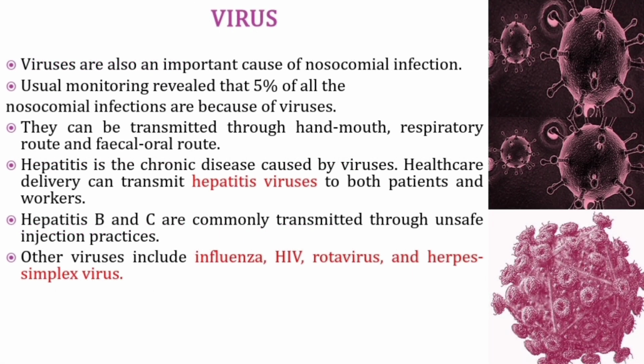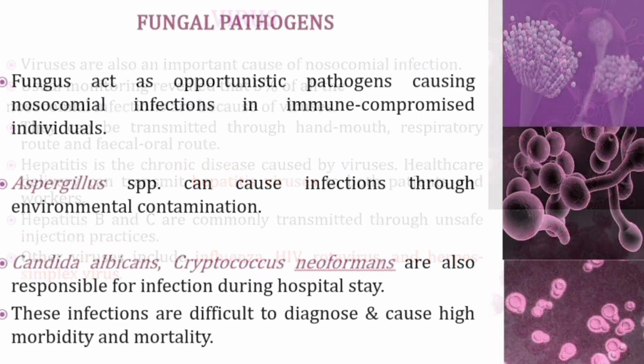Next is virus. Around 5% of nosocomial infections are reported to be caused by viruses. They can be transmitted through the hand-mouth route, respiratory route and fecal-oral route. Hepatitis is a chronic disease caused by a virus. Healthcare workers can transmit hepatitis virus to both patients and other workers. Through unsafe injection practice, hepatitis B and C are transmitted. Other viruses include influenza, HIV, rota and herpes simplex virus.